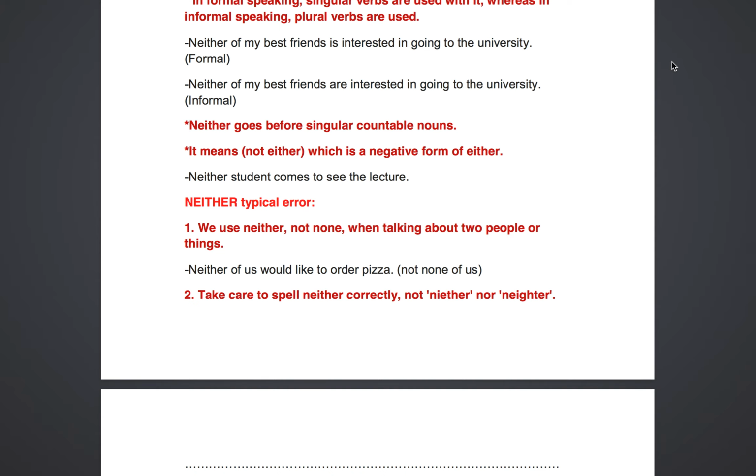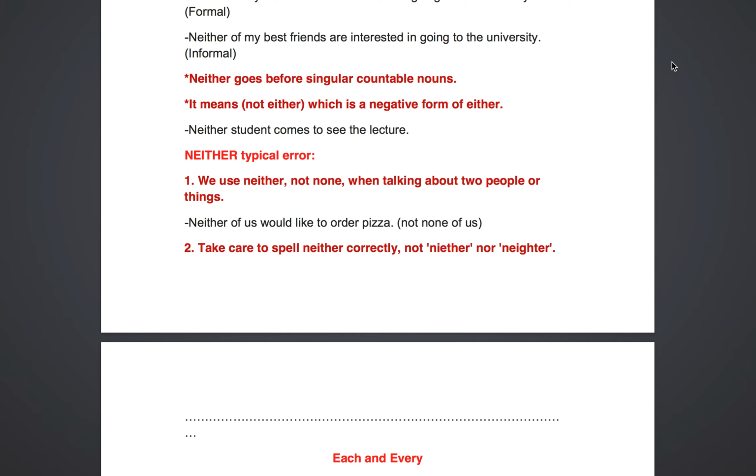What we focused on here was the kinds of verbs that you can use with neither. Neither goes before singular countable nouns. It means not either, which is a negative form of either. We said this, but here is a quick note. Neither student comes to see the lecture. Student here is a singular countable noun, but if you make it plural, you have to say neither of the students comes to see the lecture.